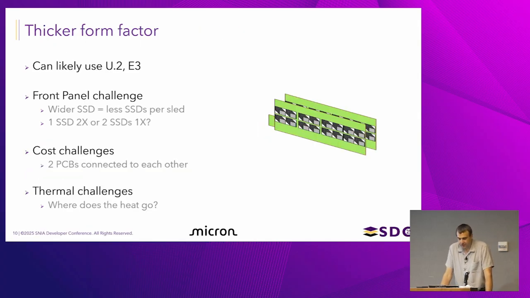So you've also got the thicker form factor option, U.2, E3. You basically go multi-PCB at that point. That has its own challenges. You've got a wider SSD, so you actually get fewer SSDs per sled because you're doubling the performance or the capacity, but halving the number of SSDs in the sled. That has its own challenge because you're chewing up real estate where you could have another SSD. So the question always comes to why you have one SSD and not two SSDs.